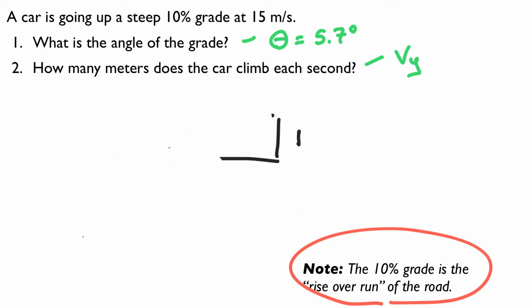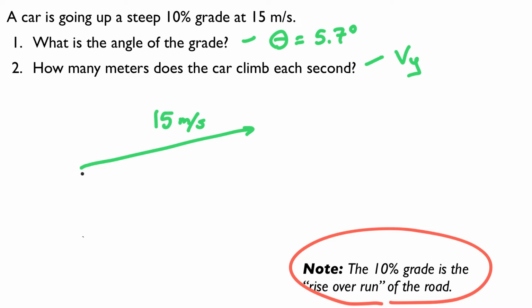And then we're going to draw the slope again, but this time I'm going to draw it using a velocity vector. The car is moving up the slope, and it's moving at a speed of 15 meters per second, but that velocity vector is tipped at an angle of 5.7 degrees to the horizontal. And I'm looking for Vy. That is the vertical component of the velocity.